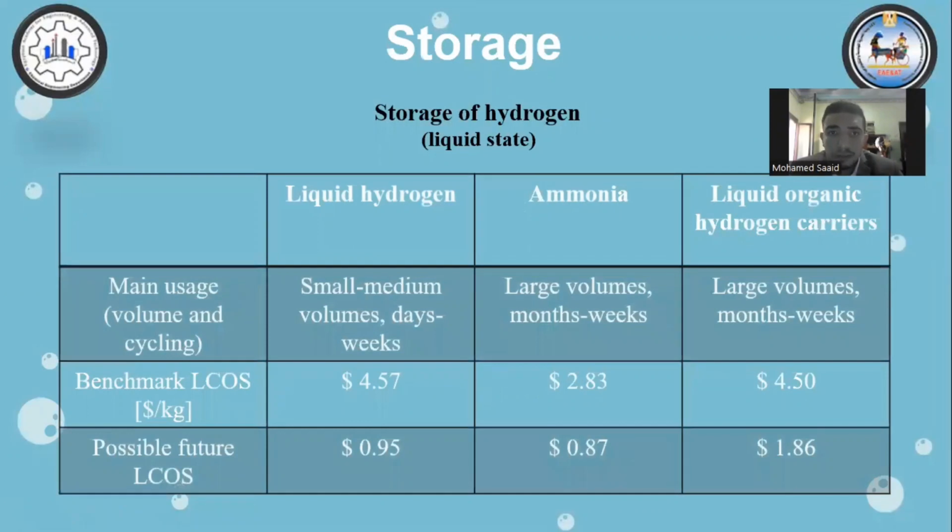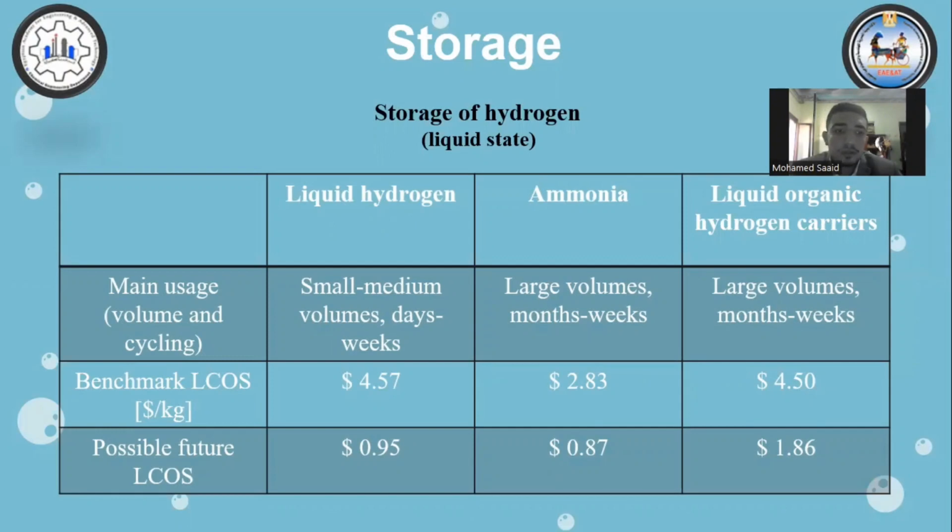Hydrogen can be stored in liquid state, in liquid hydrogen, in ammonia, and in liquid organic hydrogen carriers. In liquid hydrogen, we can store small or medium volumes for days or weeks. For ammonia, we can store large volumes for months or weeks. For liquid organic hydrogen carriers, we can store large volumes for months or weeks.